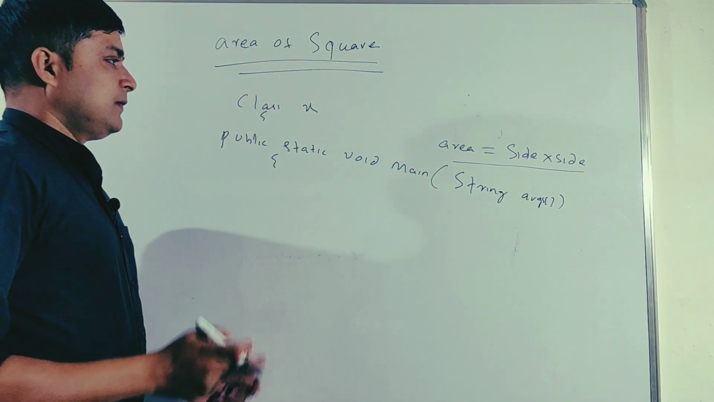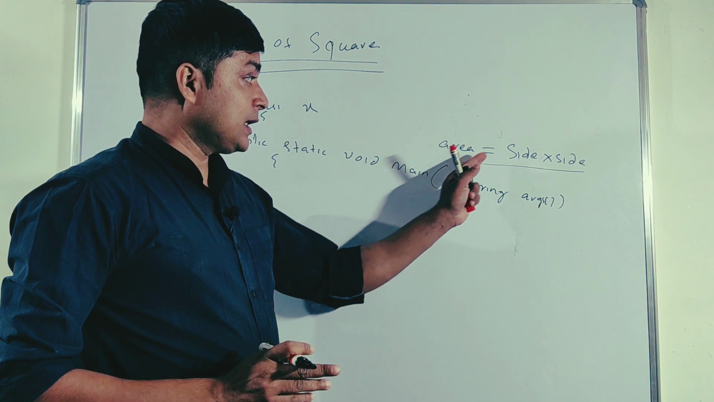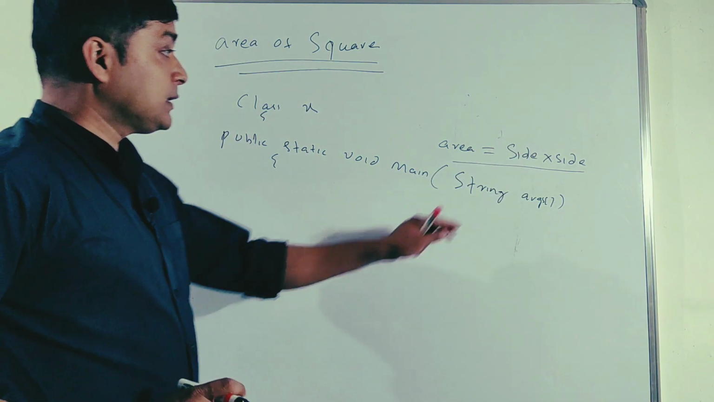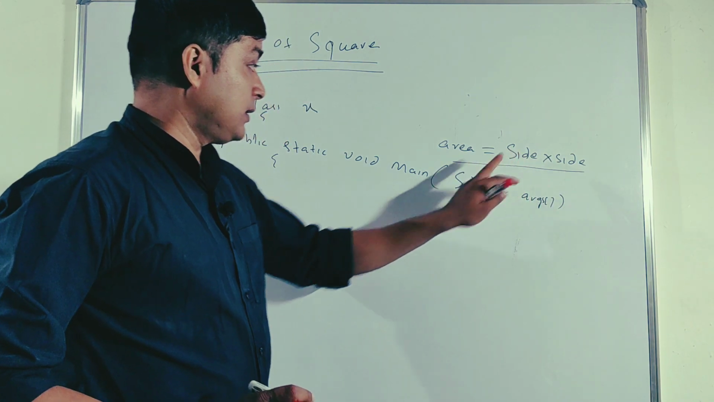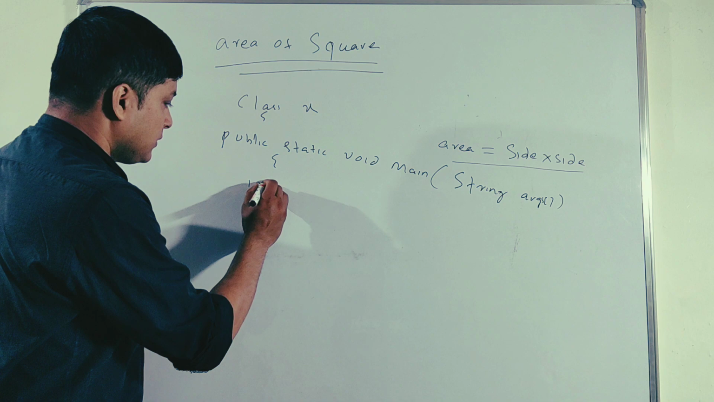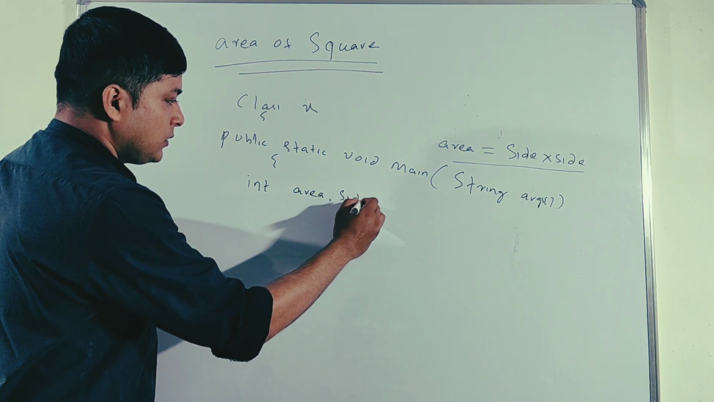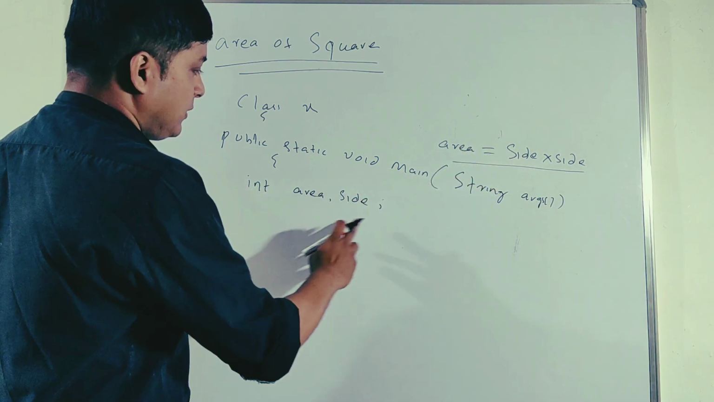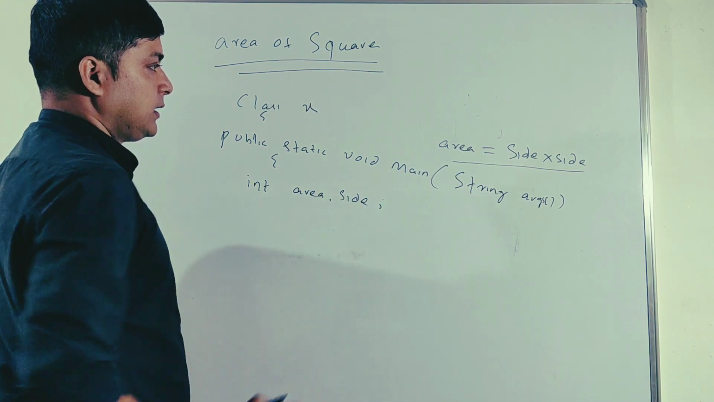Then apply the previous logic. First, declare the variables area and side. How many sides are there? One side, since it repeats two times, you only take one. So integer area comma side. No need to write side two times, only once. So area and side. Clear?